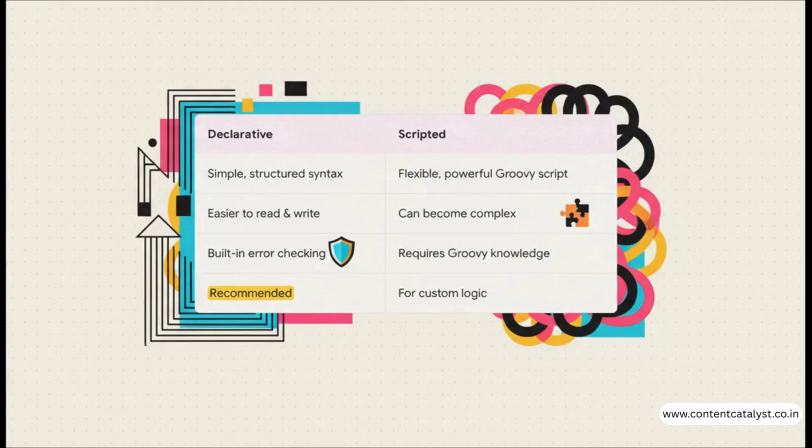Okay, so Jenkins gives you two ways to write these files, declarative and scripted. Scripted was the original way. It's pure Groovy code, which is super flexible, but man, it can get complicated fast. Declarative is the modern standard. It gives you a much simpler, structured way to write your pipeline with built-in error checking that makes it way easier to read and maintain. Seriously, for almost everyone starting out, declarative is absolutely the way to go.